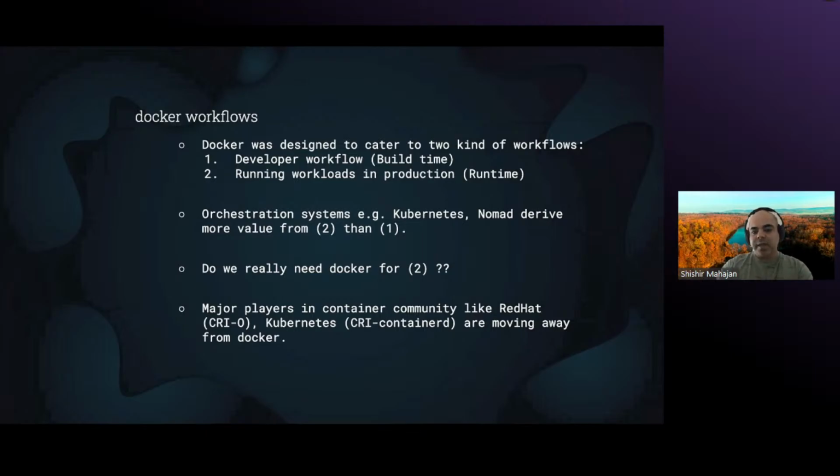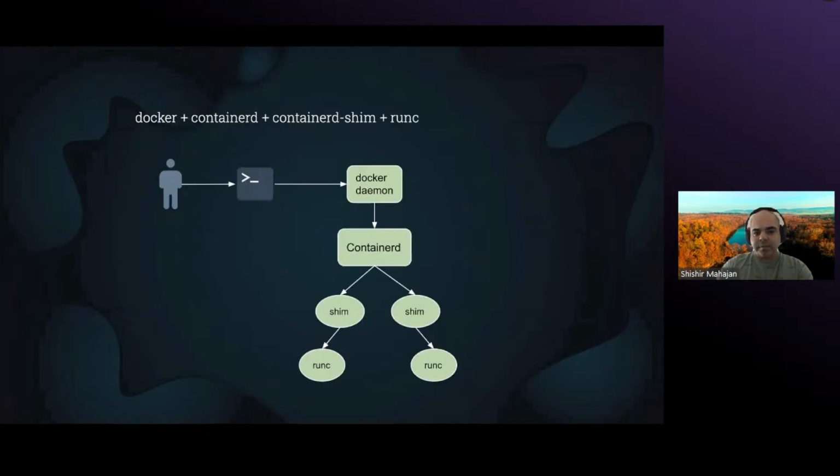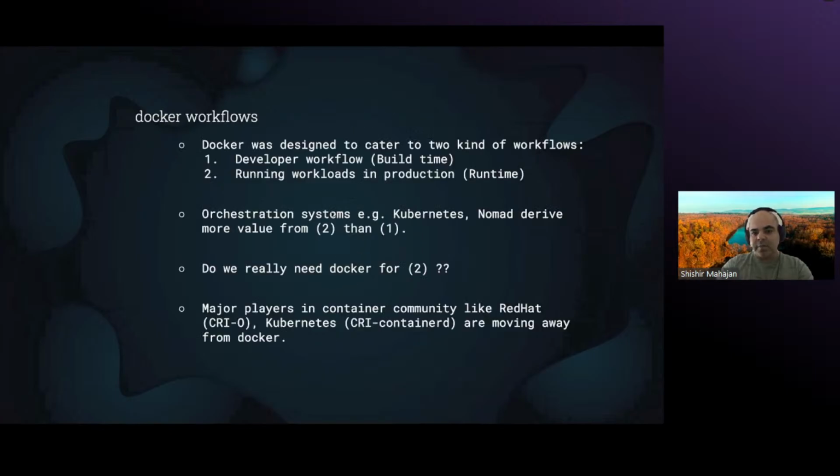And if you look at the previous picture, even Docker is actually delegating that to another daemon. So why not just talk directly to containerd and launch the containers for us? So orchestration systems like Kubernetes and Nomad actually derive more value from two than one. So I think the question is, do we really need Docker for two?